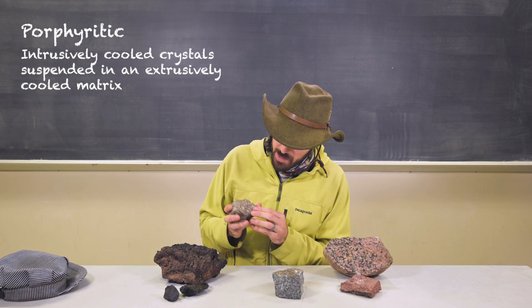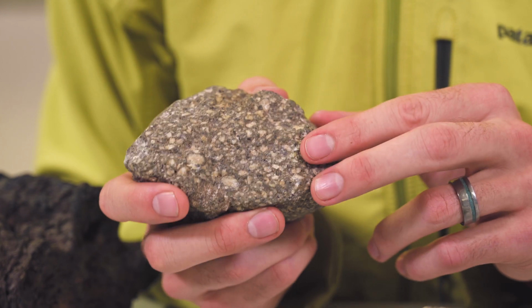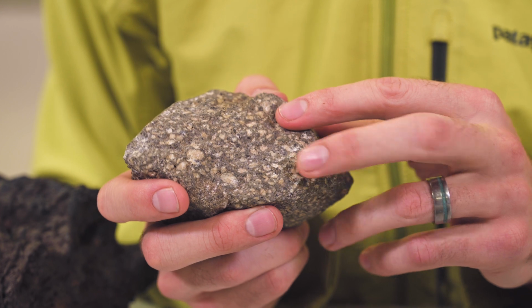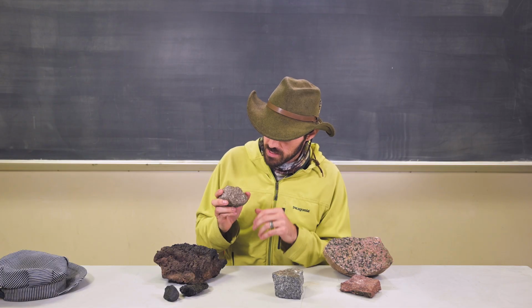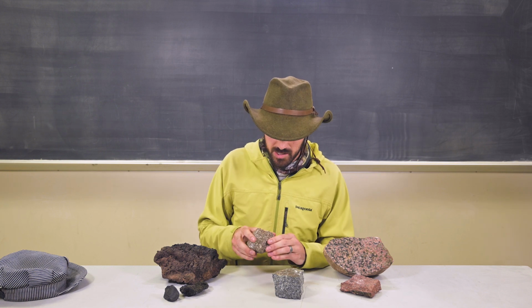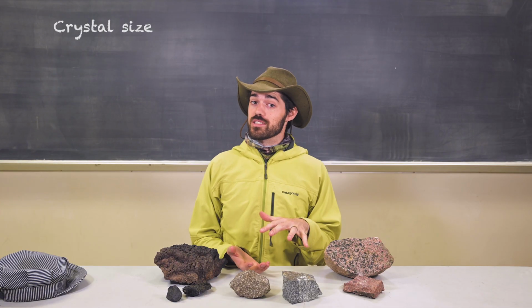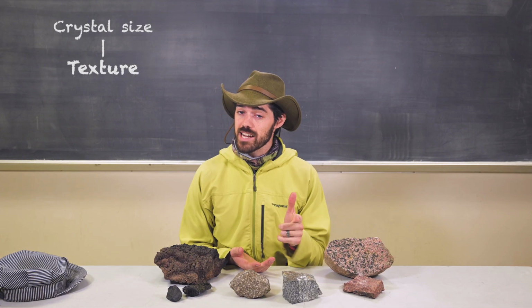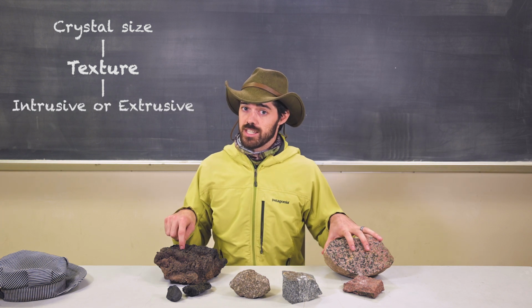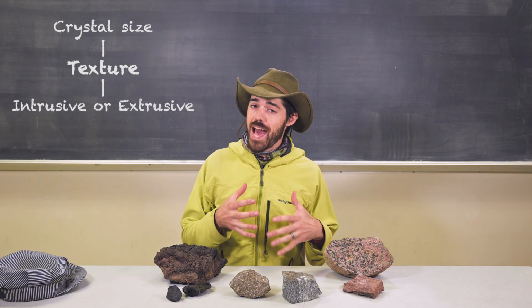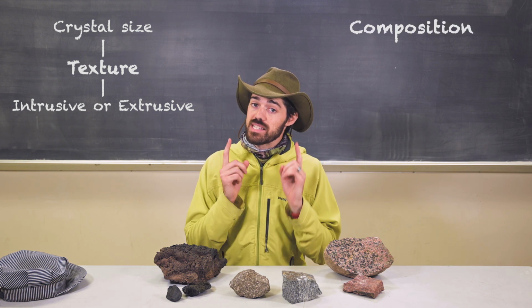And this is a great example of a porphyritic igneous rock, right? This andesite here, you can see, has a bunch of larger crystals that you can clearly see suspended in this grayish matrix that is extrusive. That's awesome. I love that question. All right, so now we know that crystal size tells us about texture, and texture tells us whether an igneous rock cooled intrusively or extrusively. But that's only the first half of identifying igneous rocks. Now let's talk about the second half, which is composition.